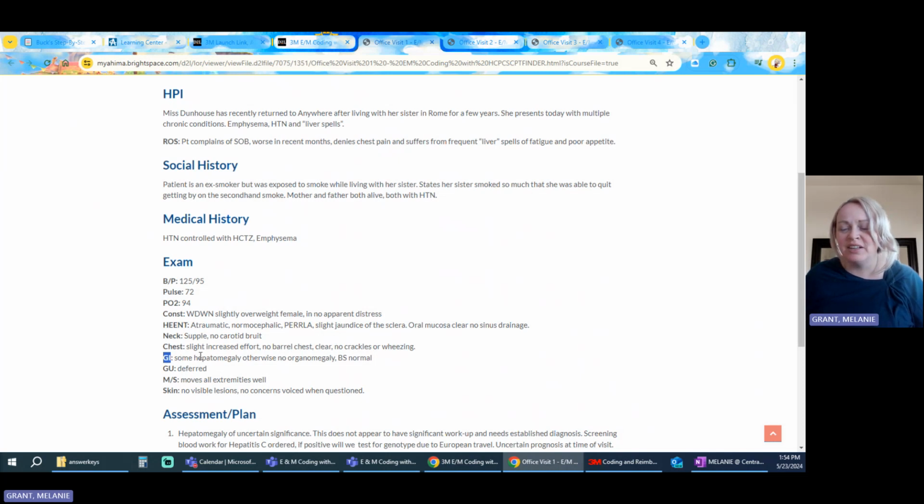So this is talking about just kind of the exam, the physical exam into the stomach. There was some hepatomegaly, otherwise no organomegaly. Bowel sounds were normal, so that's what that BS stands for.